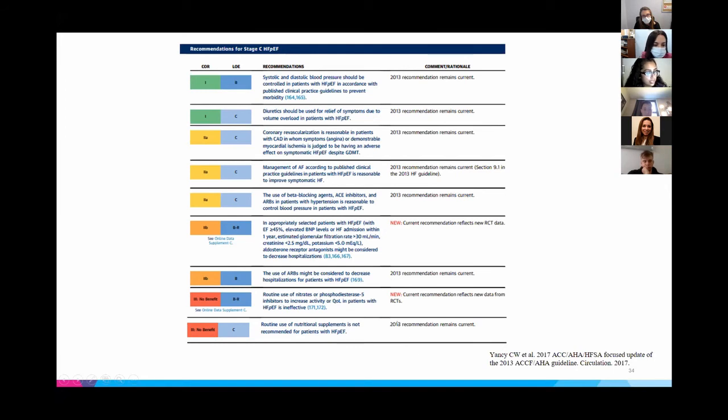And then things not to consider. So nutritional supplements, there's no recommendation. Nitrates or phosphodiesterase 5 inhibitors, there's no recommendation to do that as well.